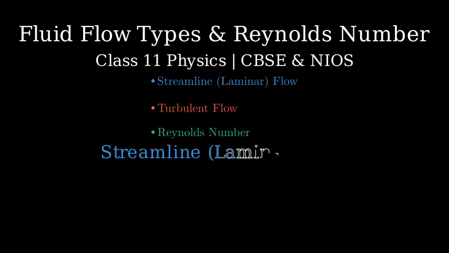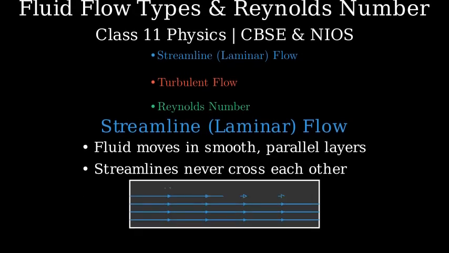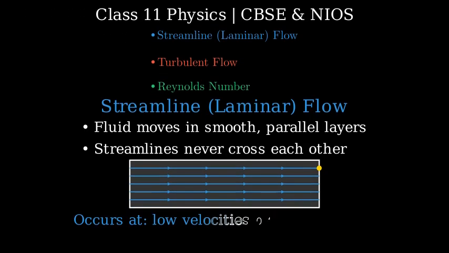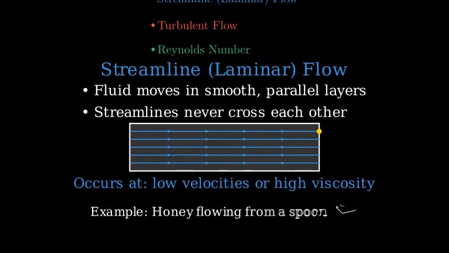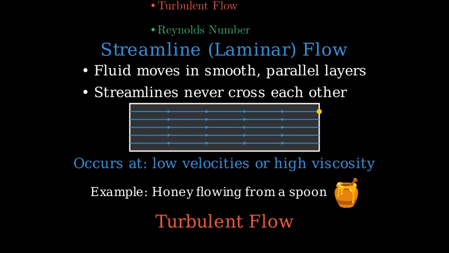Let's begin with streamline flow, also known as laminar flow. In streamline flow, fluid particles move in orderly layers or streamlines that never cross each other. Think of it like smooth, parallel layers of fluid sliding over one another without mixing. Each particle follows a well-defined path, creating this beautiful organized pattern. This type of flow typically occurs at low velocities or in very viscous fluids, like honey flowing slowly from a spoon.